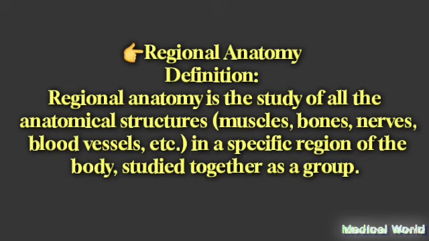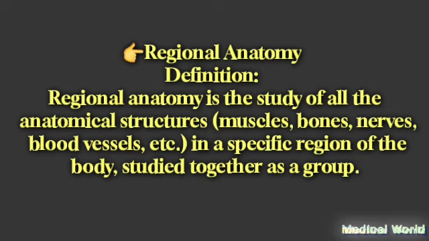Regional anatomy. Definition. Regional anatomy is the study of all the anatomical structures, muscles, bones, nerves, blood vessels, etc., in a specific region of the body, studied together as a group. In simple words, regional anatomy means learning everything about one part of the body at a time, like studying the head, chest, or leg fully with all its parts.